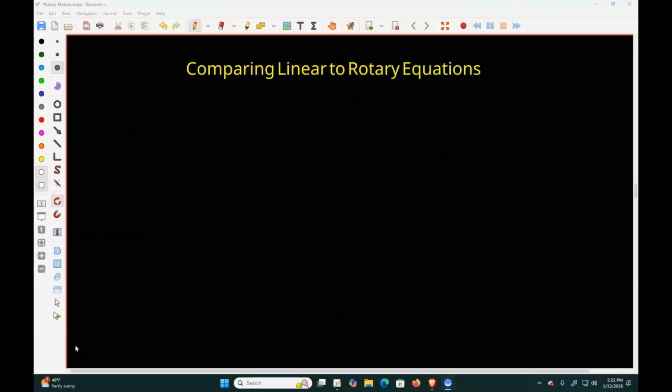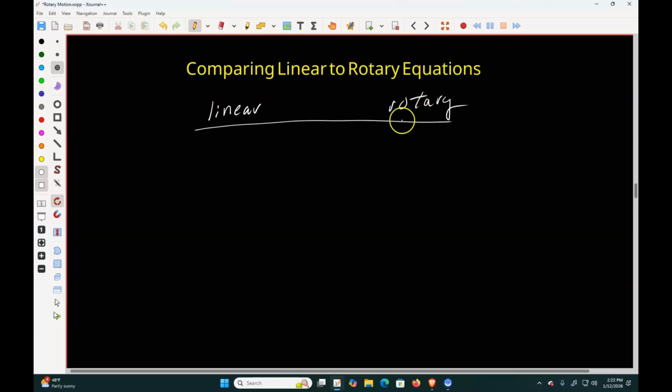Lastly, let's compare some linear equations to some rotary equations. Remember, earlier we said that the final velocity for an object is equal to the initial velocity plus acceleration times change in time. Well, for rotary, the final angular velocity is equal to the initial plus angular acceleration times change in time.